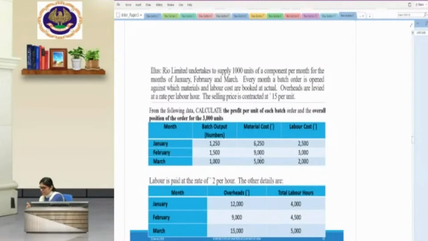Just try to understand this question. Rio Limited undertakes to supply 1,000 units of a component per month for the month of January, February, and March. All right. So they undertake 1,000 units. Just look at the question. Take note of the question. Good.